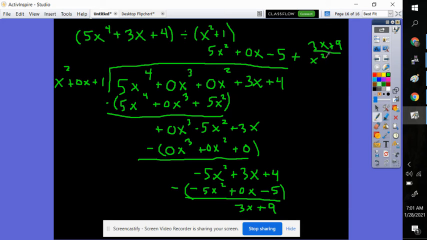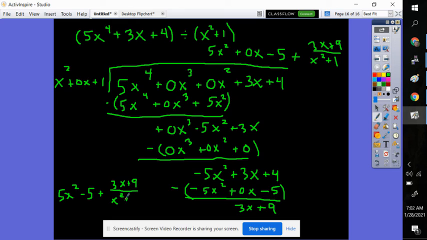Now, I will tell you, if you're doing it this way, for your final answer, you really should come over here and just rewrite this. My final answer would be 5x squared. You don't really want to put a 0 in an answer. So 5x squared minus 5, and then plus my remainder, 3x plus 9 on top, 3x plus 9 divided by x squared plus 1.